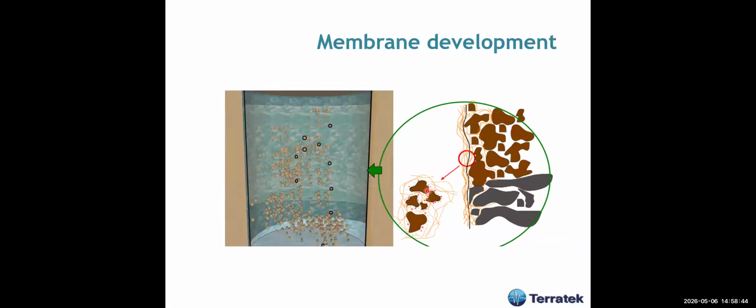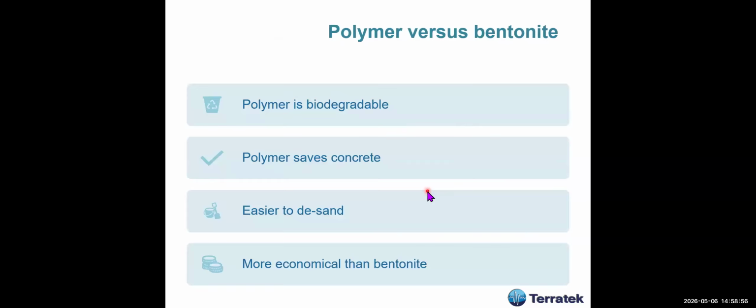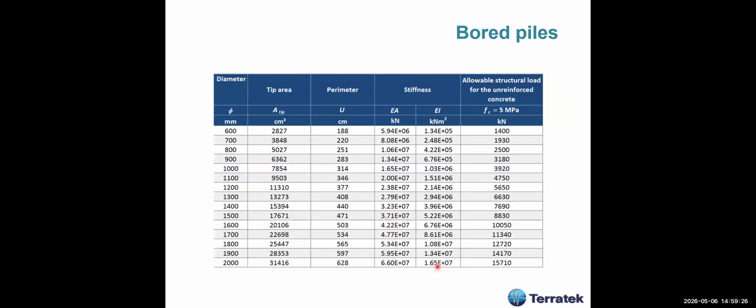And these are some characteristics of the polymer, why they behave so well. They develop a membrane in contact with the soil, which is better than those developed by the bentonite. And so the advantage: polymer is biodegradable. This cuts a lot of costs. Polymer saves concrete. Usually you have a reduction, say 5 to 10% maximum. It's easier to descend, to take the sand out, to clean the fluid, and more important of all, more economical than bentonite. So once I discovered this, I never used bentonite anymore.